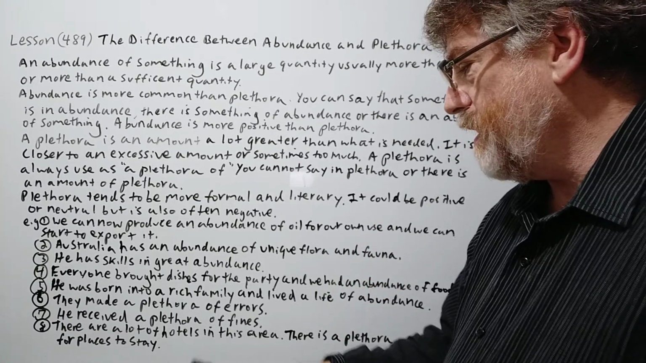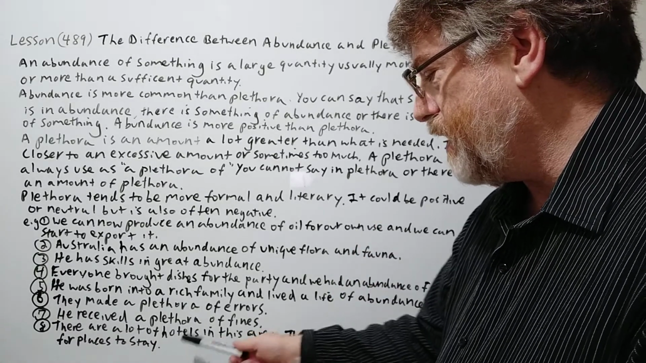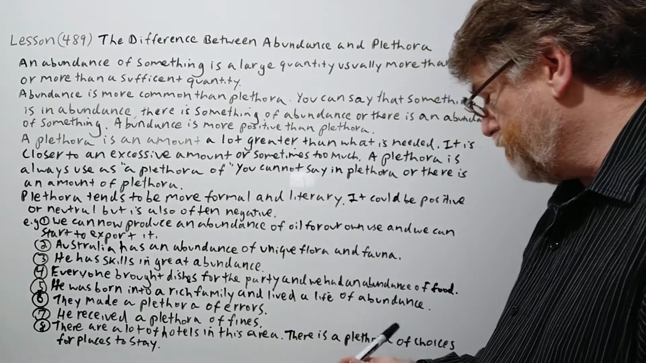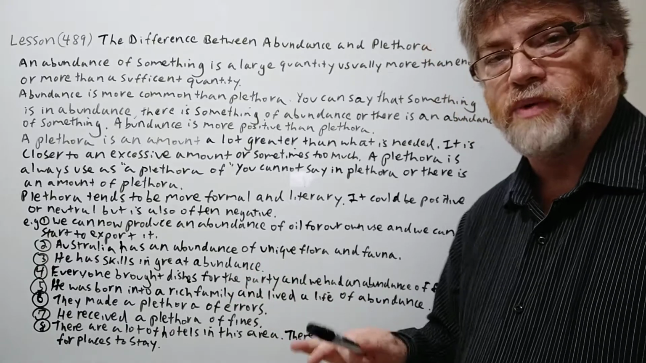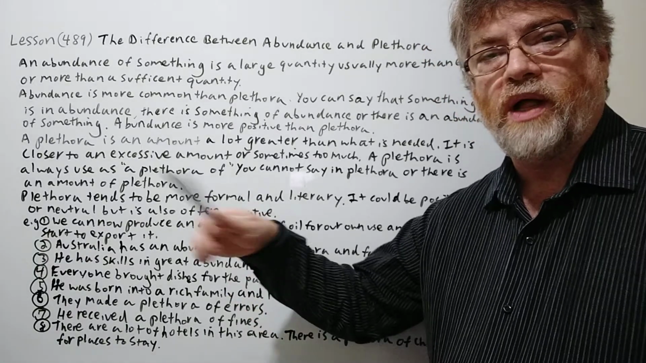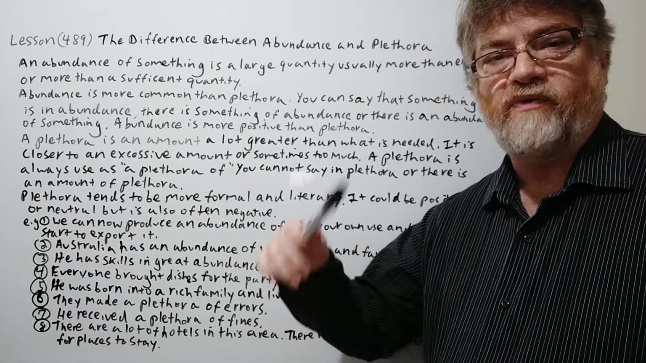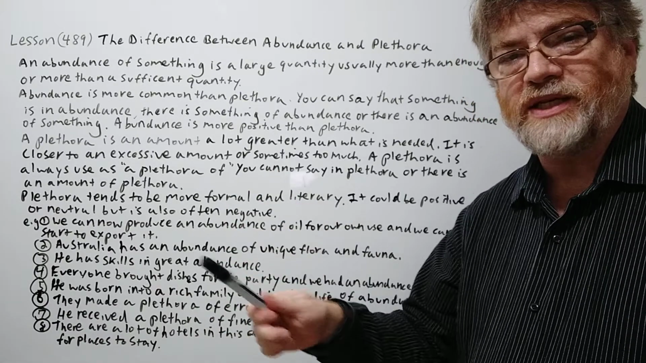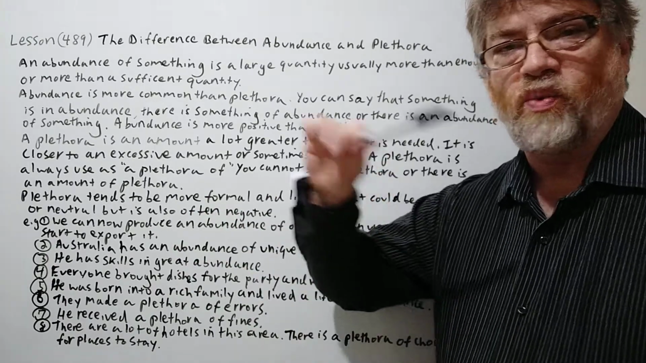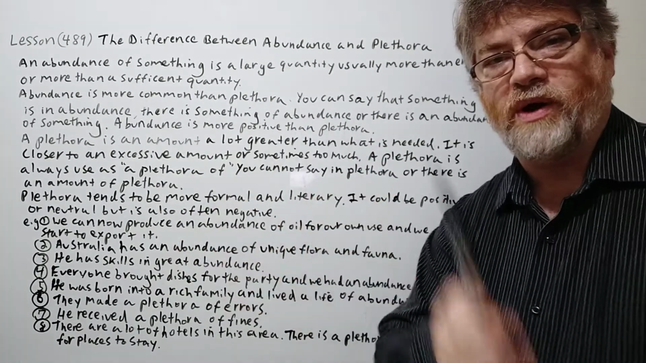Number 8, there are a lot of hotels in this area. There is a plethora of choices for places to stay. So this one is kind of neutral. It just means there's more than enough. You have quite a few. When you use plethora in that sense, you're really trying to emphasize that it's way, way more than enough, so don't worry about it.